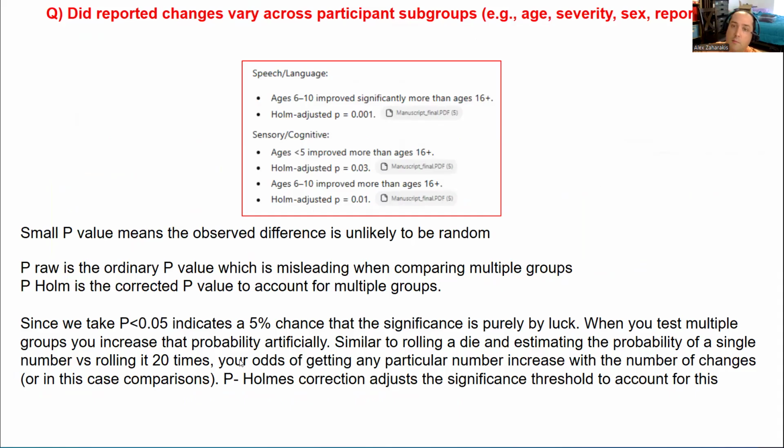This is talking a little bit about the p-values and the adjusted p-values when you have multiple ranges that you're comparing against.